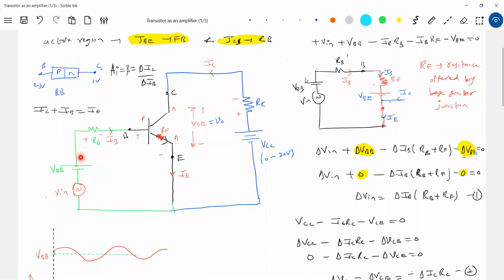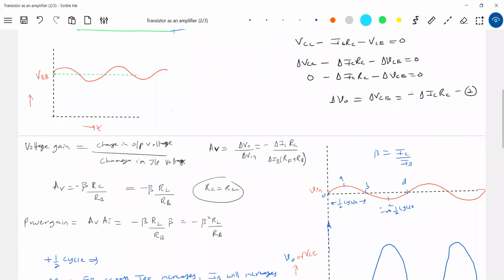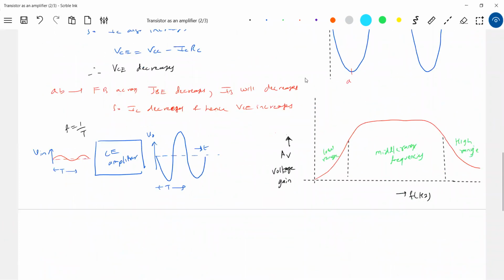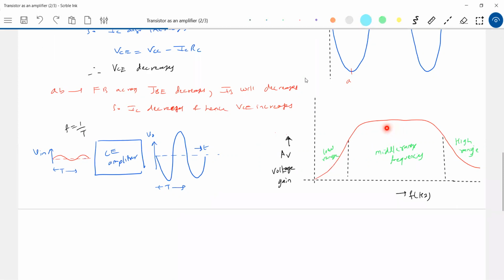Any current carrying structure will have inductance, and any current carrying wire will have capacitance. So with capacitance, inductance and the AC signal, we expect reactance to come. At low frequencies, capacitive reactance will dominate, and because of that the gain is very less. At a particular frequency, the capacitive and inductive reactance will almost nullify.